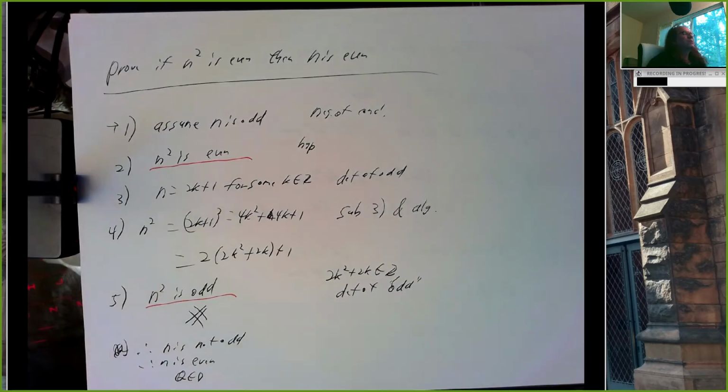And the same thing happens for question 5. Prove if n squared is odd, then n is odd. We'll make the assumption that n is even, so n will be 2k, n squared will be 4k squared, which is 2 times 2k squared. N squared will have to be even as well. And so that contradicts n squared is odd.